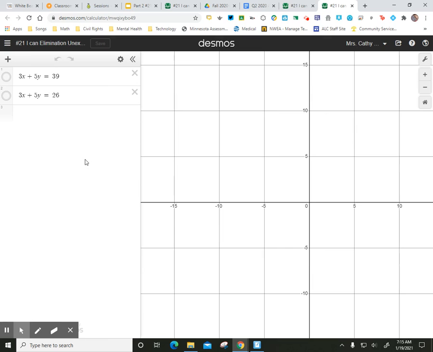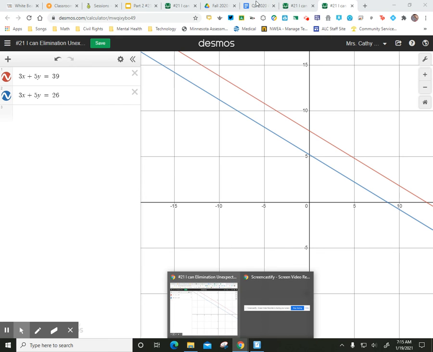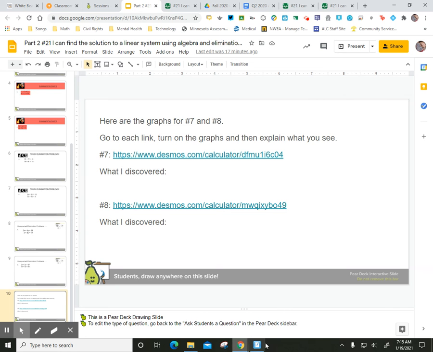All right, so we've got it up. I turned the first one on. Looks like that. And then I turn the second one on. It looks like that. How would you describe these two lines? Hopefully you said they're parallel. And when they're parallel, do they ever cross? Nope. So how many solutions are there? And hopefully you said there are no solutions.